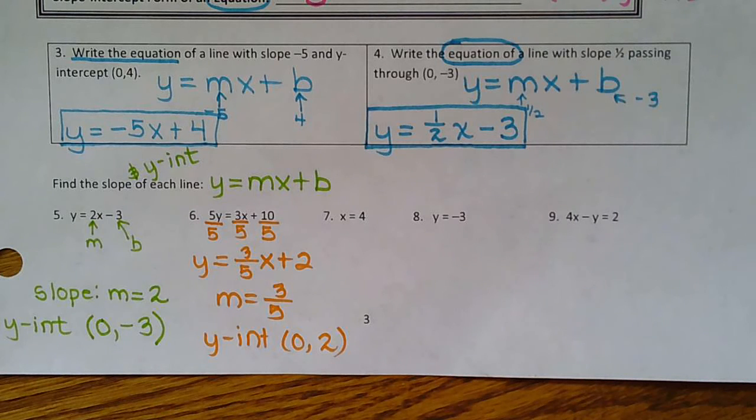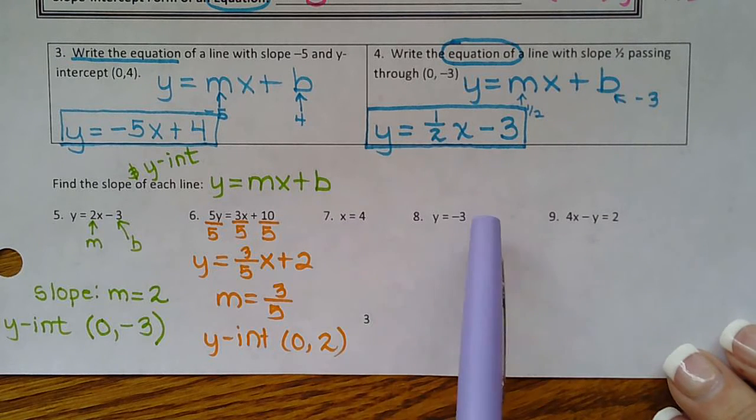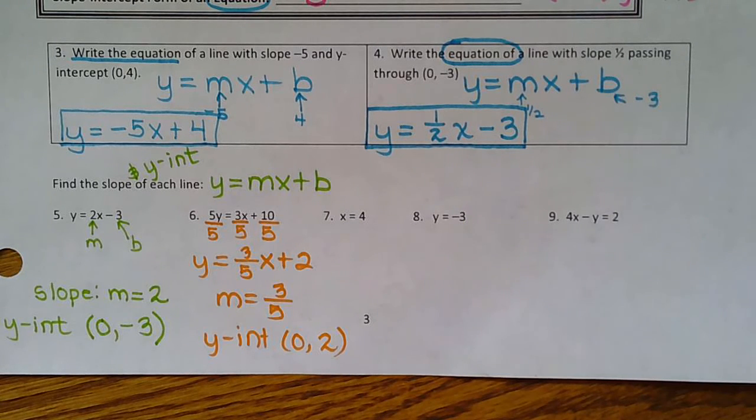So what do you notice about the next two? Notice something different? Only an x, only a y. You have to be on the lookout for those. Super important. They just keep popping up. They're on the final. They're on the next test.